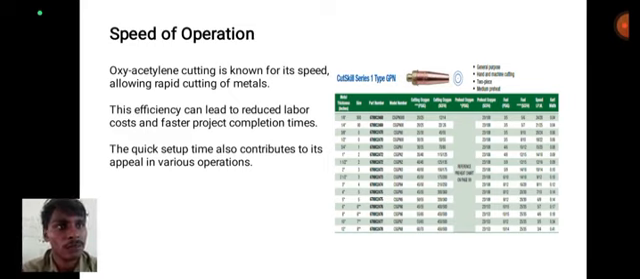This is the picture showing types of cutting, such as general purpose and machine cutting. Oxyacetylene cutting is known for its speed and efficiency in various operations.